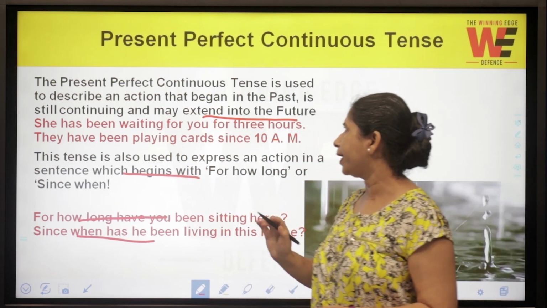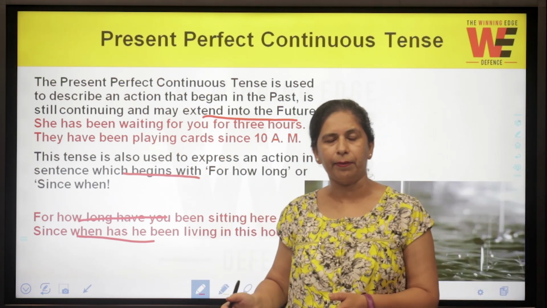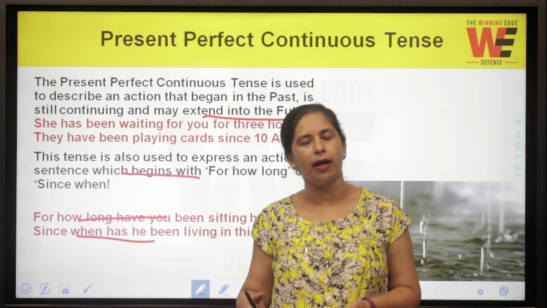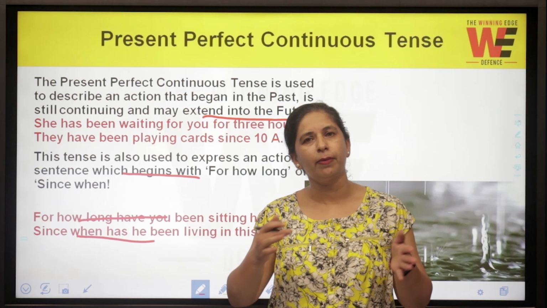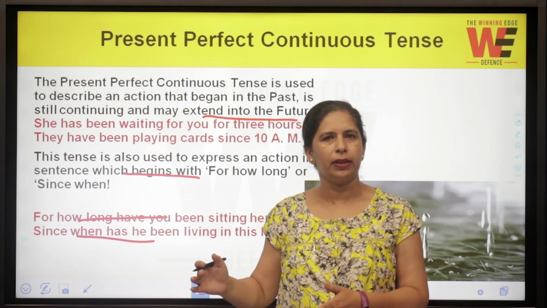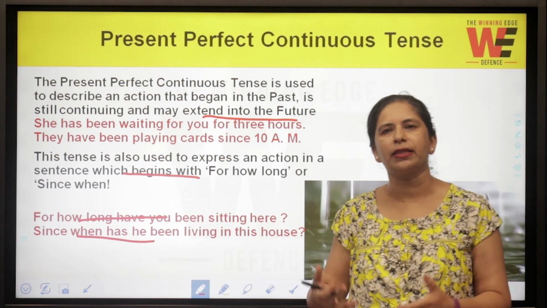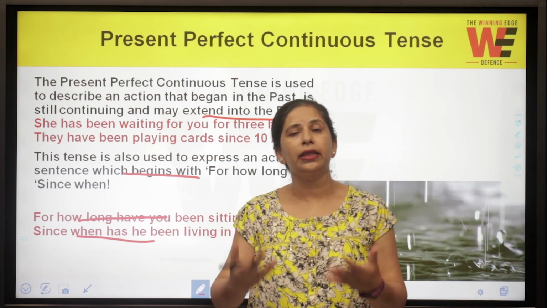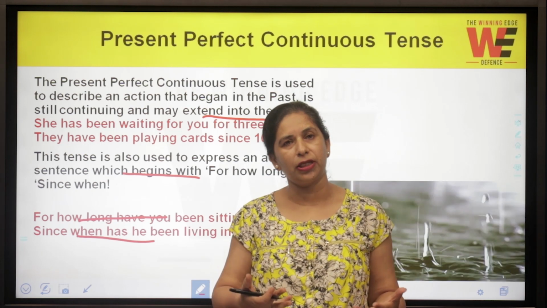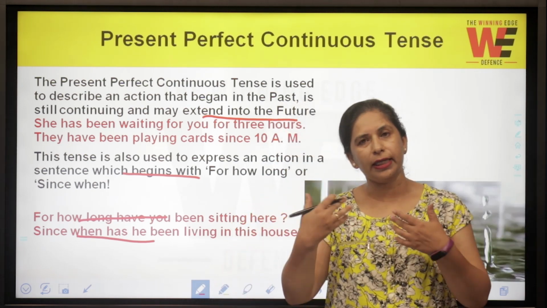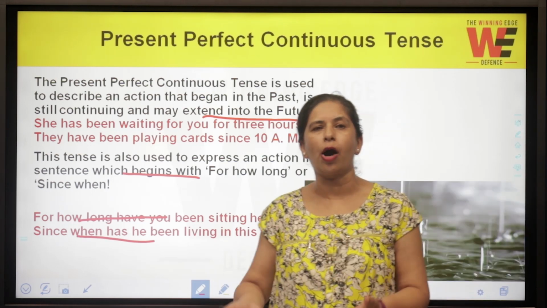They have been playing cards since 10 a.m. Have been, has been or have been. They have been playing cards since 10 a.m. It means the action is still going on. Okay. This tense is always used to express in a sentence how long the action has been going on, or since when it has been going on. Since when it has been going on, we say since when, or for what duration, we say for how long.